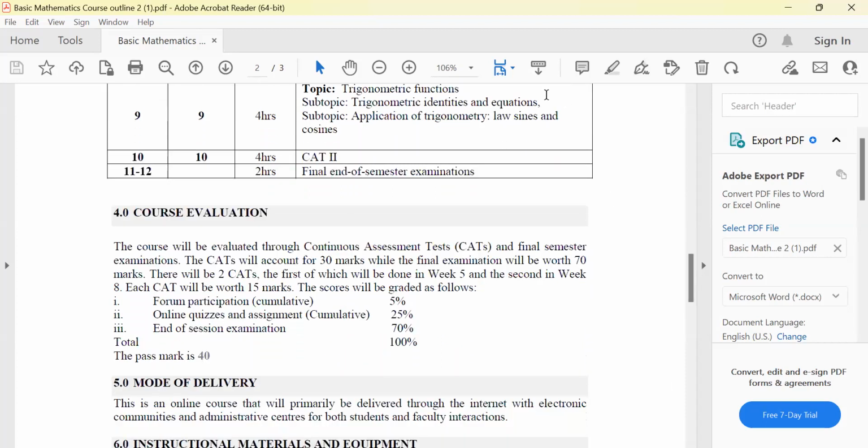So basically, that is how the course is examined. 5% is participation, so participation is important. 25% is the online quiz and assignment, important. End of session exams gives you 70%. So attending class is participation. You need to attend class.